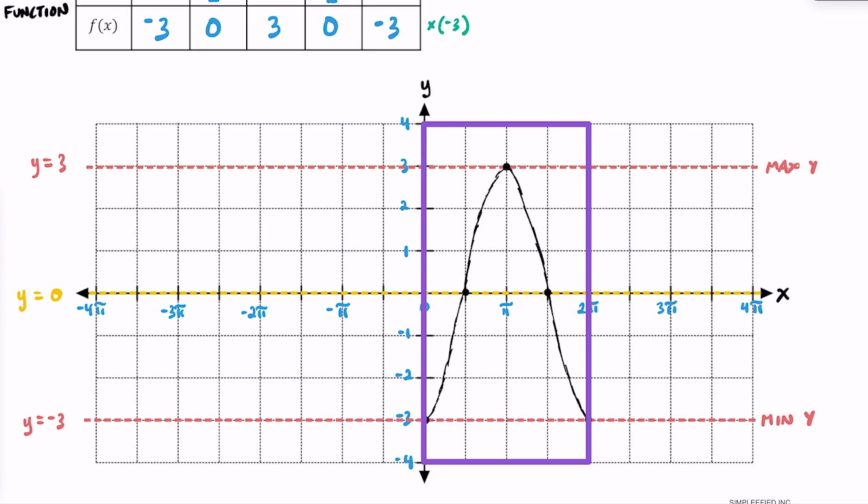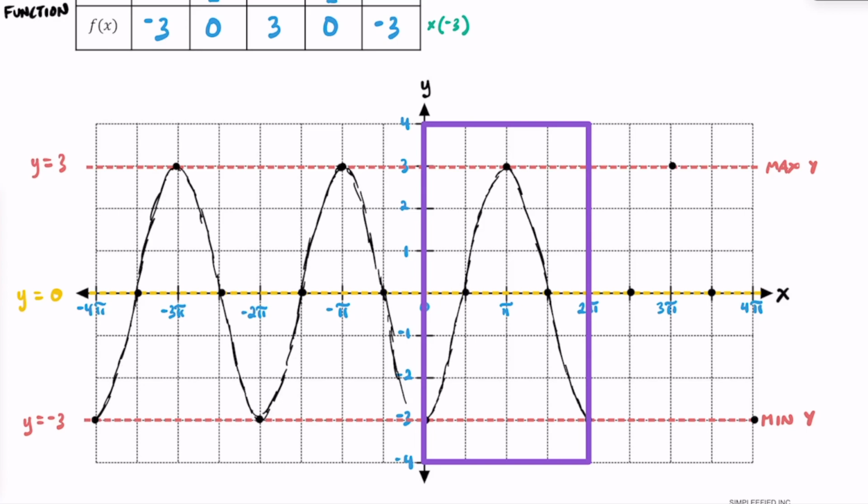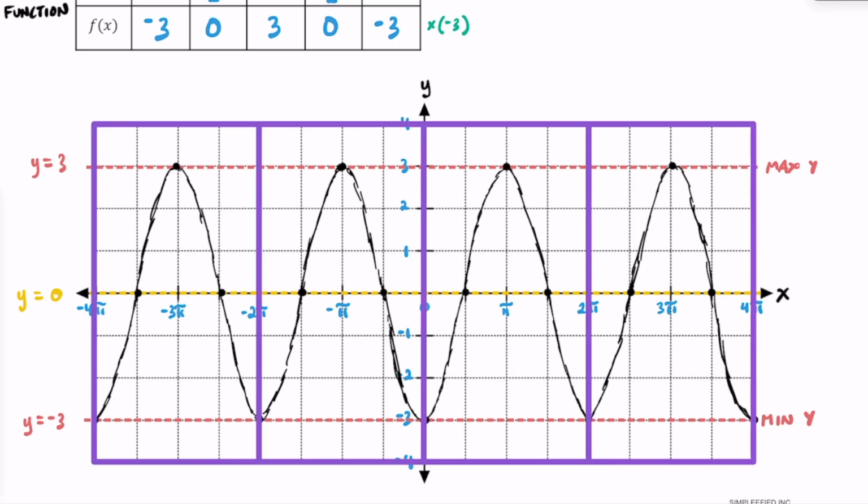And if you wanted to sketch additional periods for this function, you would go back to the midline to the right, then to the max, then to the midline, back down to the minimum. On the left side, you would go back to the midline, then the max, midline, minimum, midline, max, midline, and minimum again.